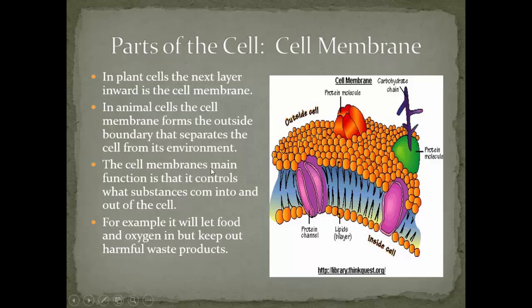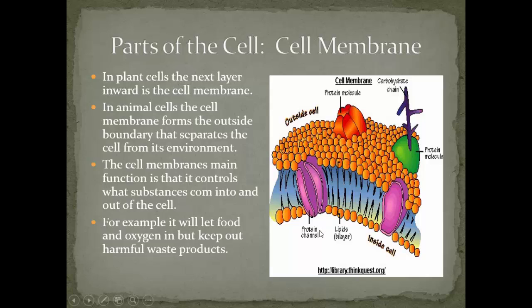The cell membrane's main function is that it controls what substances come into and out of the cell. So, for example, it'll let food and oxygen in, but it'll keep harmful waste products and bacteria out. This is just an example of how important proteins are. Whatever can't naturally diffuse through the cell membrane will go through a protein channel.